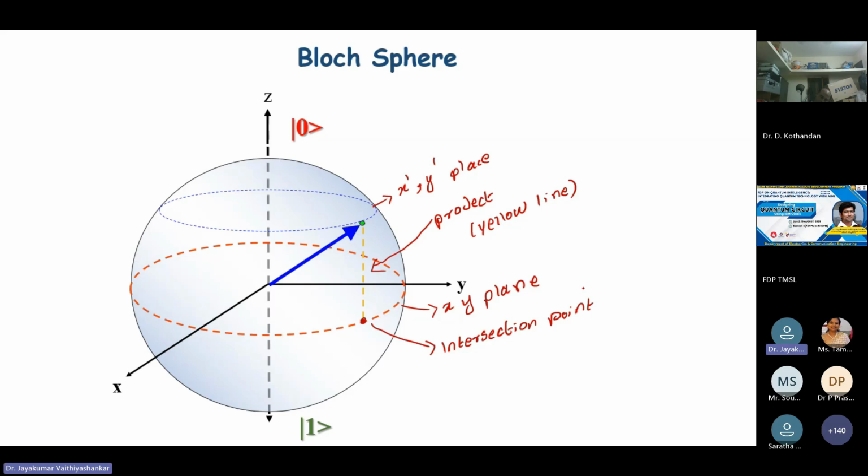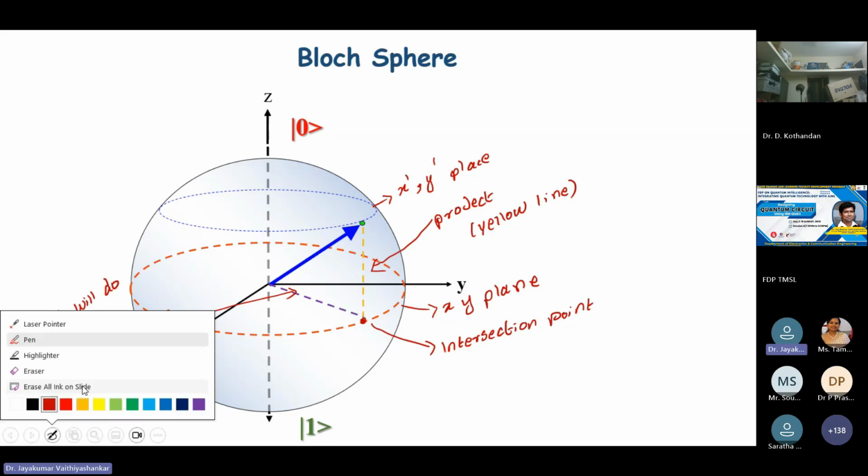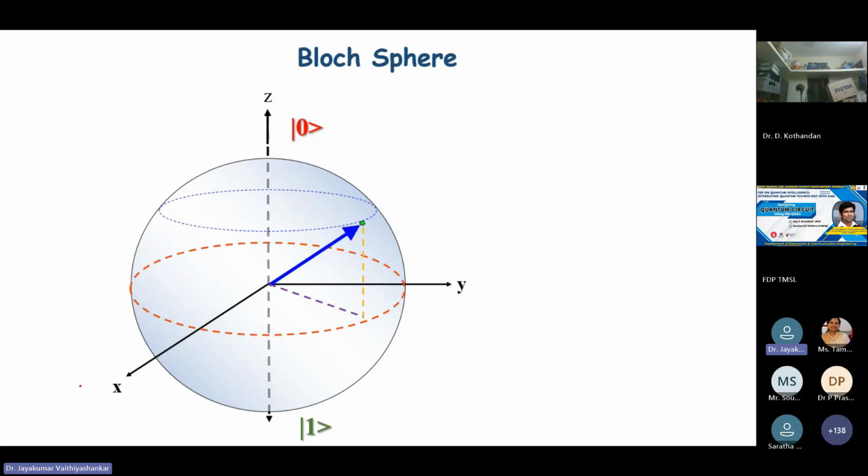From this intersection point, you'll do a projection towards the origin. So we'll do one more projection from the intersection point towards the origin. I will erase all these scribbles so you can understand.